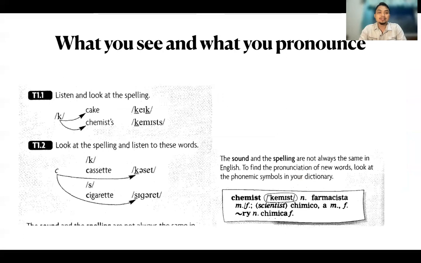For example, just like the example T1.1 right there. Listen and look at the spelling. If you look at the sound of k, it appears in the alphabet C, right? So when we have C for cake, C-A-K-E, it means that you have to pronounce it as K. So there is no S sound there. And then CH, the same. C right there is not pronounced as in chemis, over that becomes chemis, right? So please remember, what you see is not the same as what you have to pronounce. Please be careful.